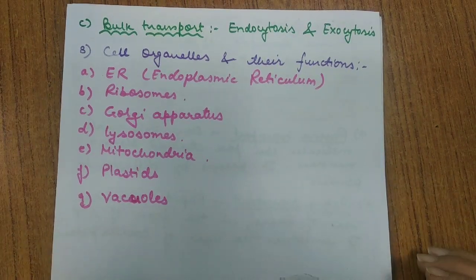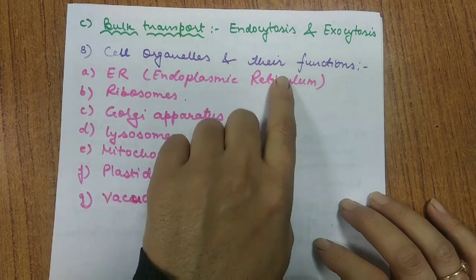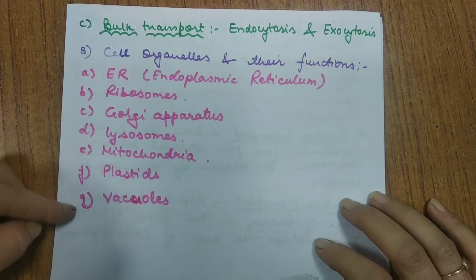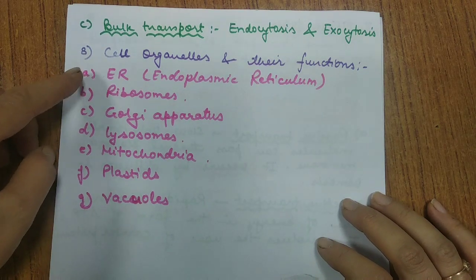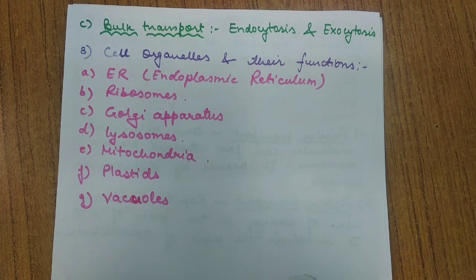Now after this, we'll talk about cell organelles and their functions. So these are different cell organelles. One is endoplasmic reticulum, ribosomes, Golgi apparatus, lysosomes. Lysosomes we generally call suicide bags also. Mitochondria, we call mitochondria the powerhouse also, or storage battery of the cell. We'll discuss why. Plastids and vacuoles. So we'll discuss all these cell organelles one by one.